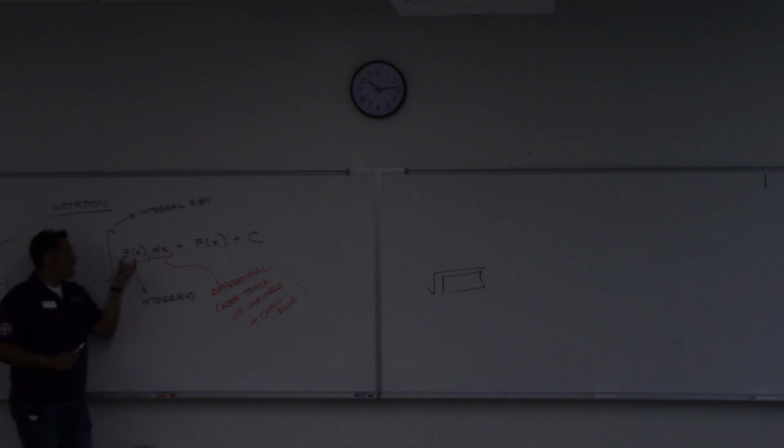In Cal 3, you might have a problem like this where you have an integral, you have f of x here, and this might say dy, which means that you're treating y as the independent variable, which is different. So it just keeps track of things for us, right?